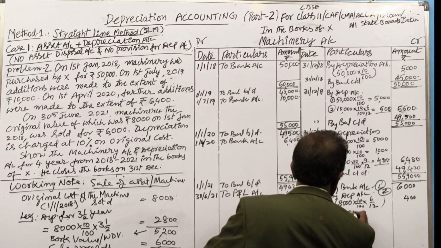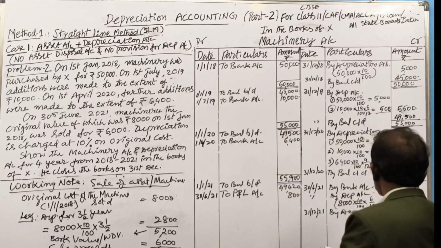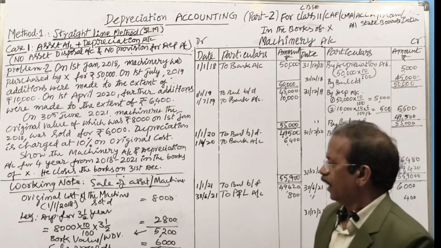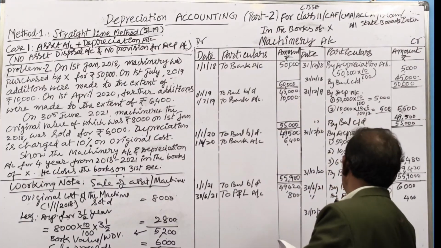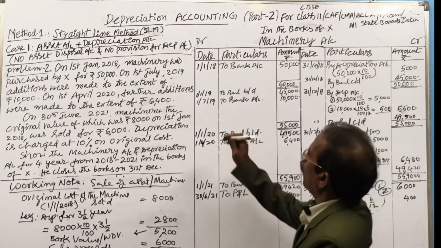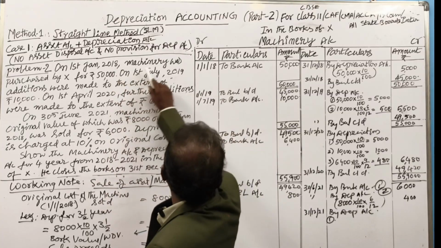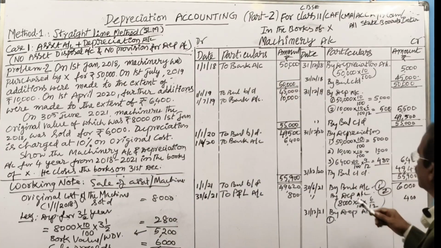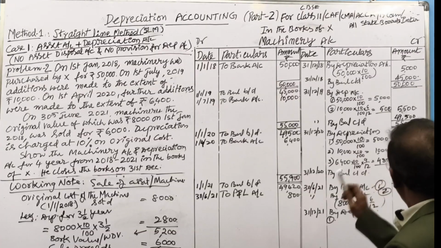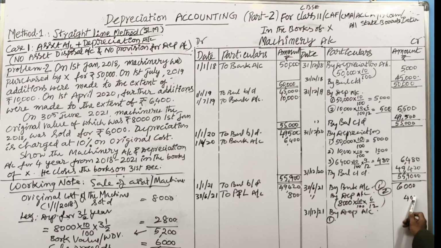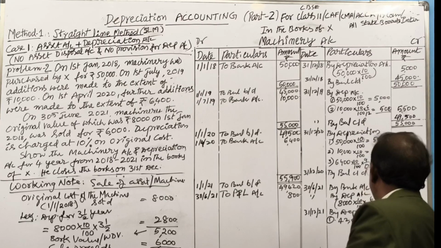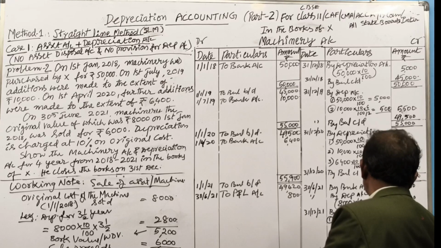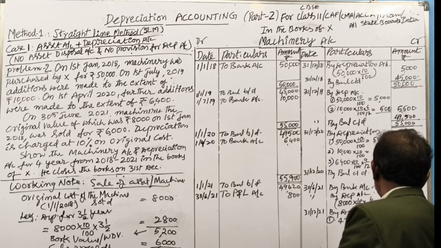By depreciation. Now you have to see how many machines are there with us. On those machines we have to calculate the depreciation. Number one, out of 50,000 we have sold 8,000, and on that 8,000 we have already calculated depreciation. The remaining is 42,000. 42,000 into 10% equals 4,200.